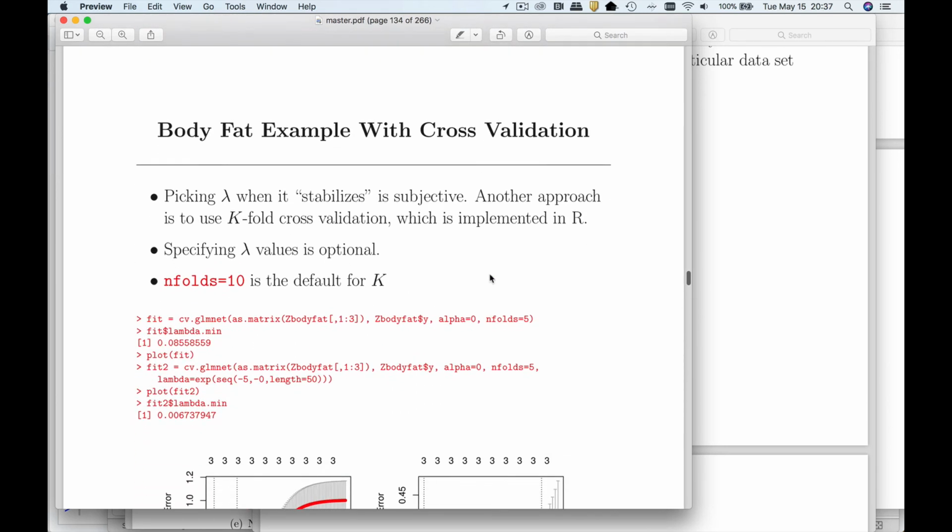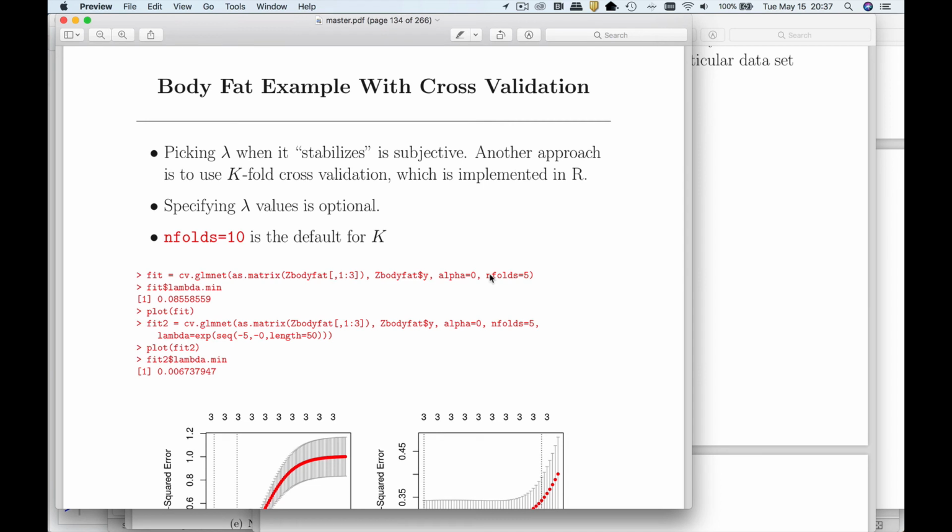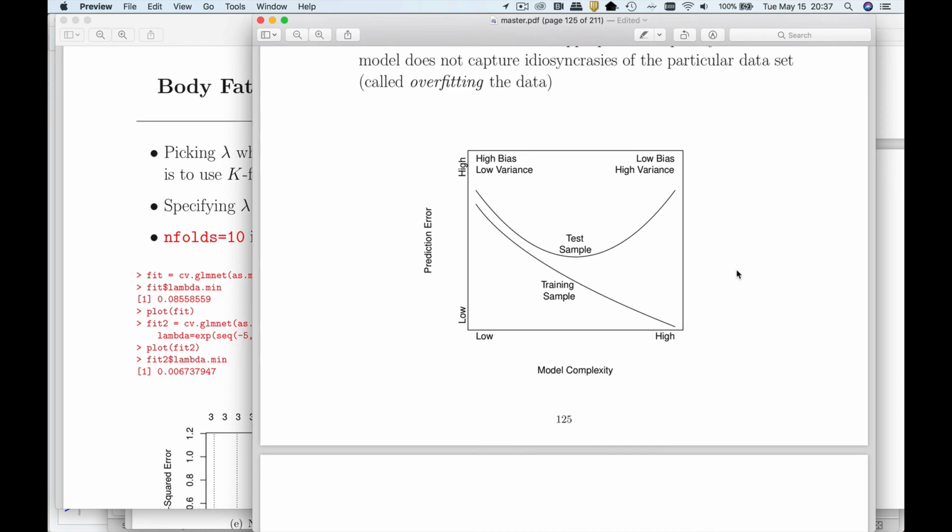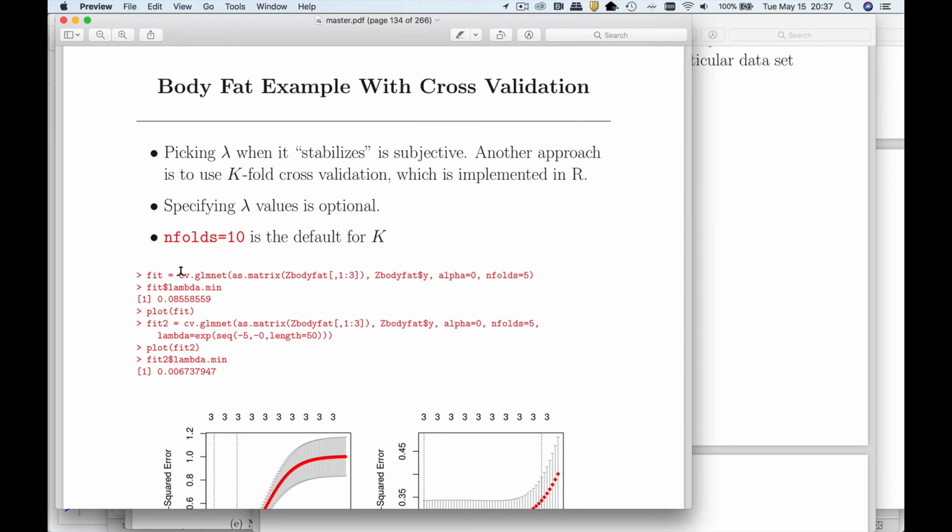Now, remember I said you can do this with cross-validation, and that's a much better way. So go back to this picture. How do we decide on the optimal fit? Well, we look for the minimum error in the test set. There's a function that goes with glmnet called cv.glmnet, where I can indicate the number of folds. The default, I believe, is 10. I chose 5 for this particular data set.